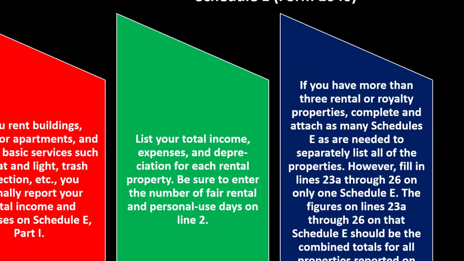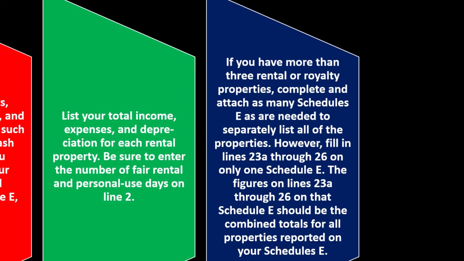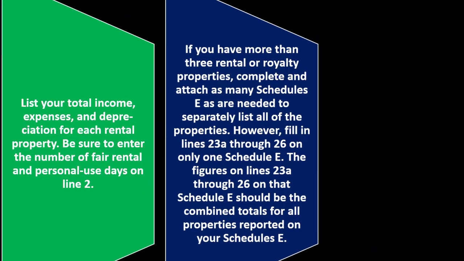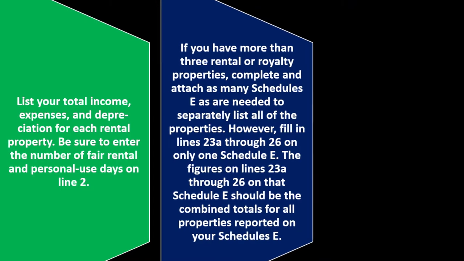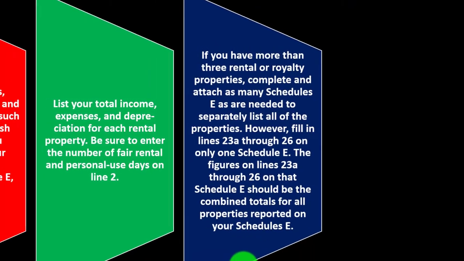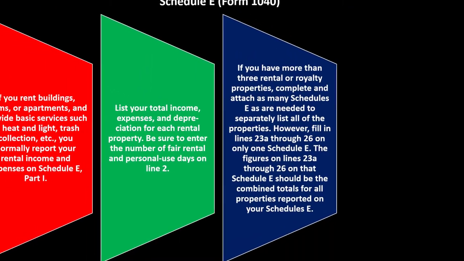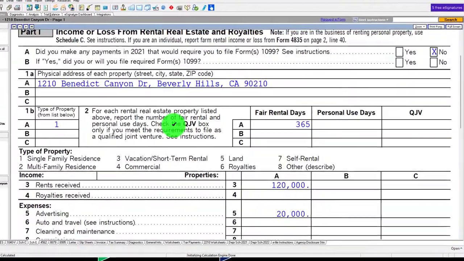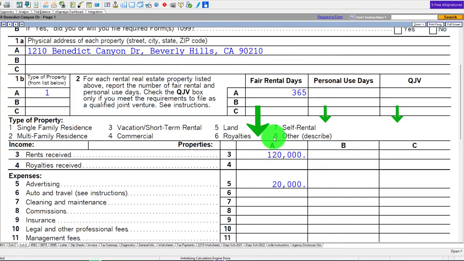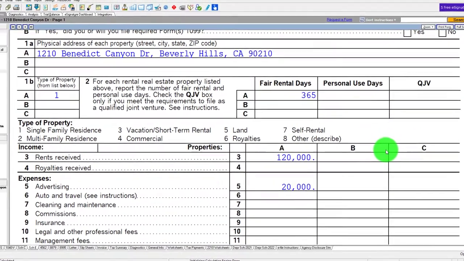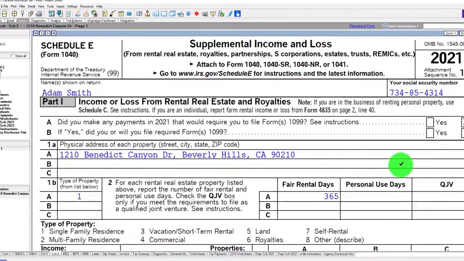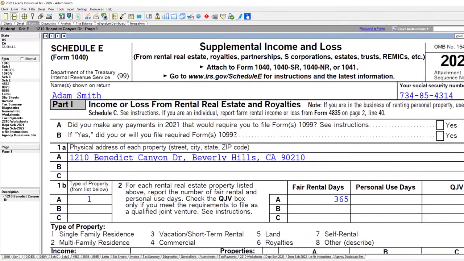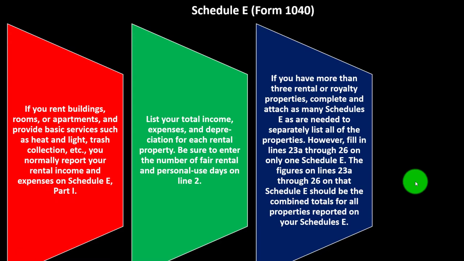If you have more than 3 rental or royalty properties, complete and attach as many Schedule E as are needed to separately list all the properties. So if we look at the Schedule E, the trustee Schedule E over here, we've got these property names, A, B, C, that we can list out the different properties. If we have more than 3, then you're going to need more than 1 Schedule E in order to list out the properties over 3 that you have.